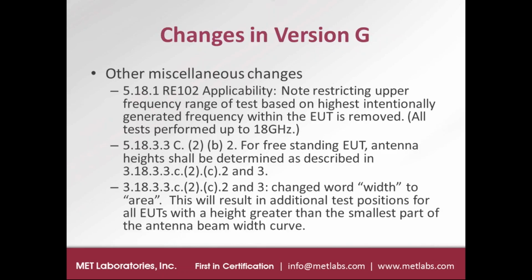Another change that was made to RE102 is that for freestanding EUT, the antenna height shall be determined as described in these subsections, and they changed the wording to use the word area instead of width when determining how many antenna positions you need to do based on the beam width of the antenna. So now, since they use the word area, you have to consider not only the width of the EUT, but the height of the EUT.